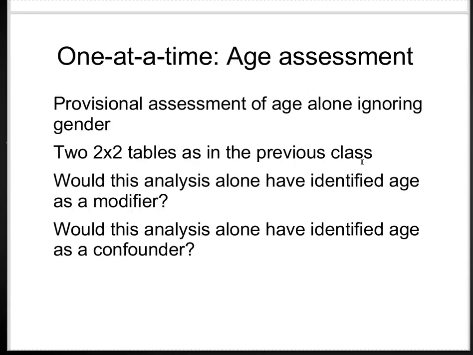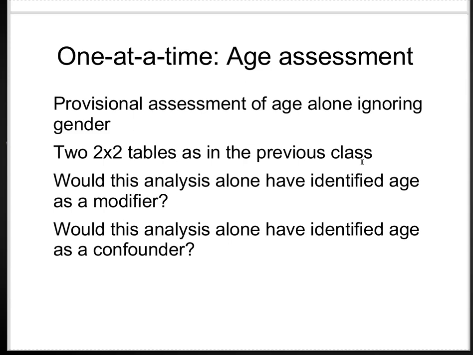And we also have the one-at-a-time assessments. We have the 2-by-2 tables. Would this analysis alone have identified age as a modifier? Would this analysis alone have identified age as a confounder? And maybe more crucially, would such a simpler analysis have identified the issues correctly, in agreement with what we have already articulated in the joint analysis?